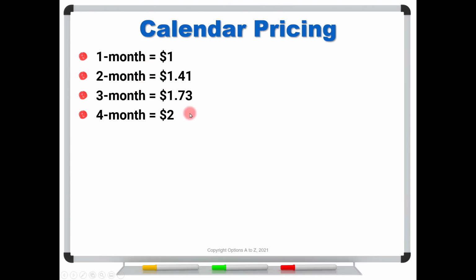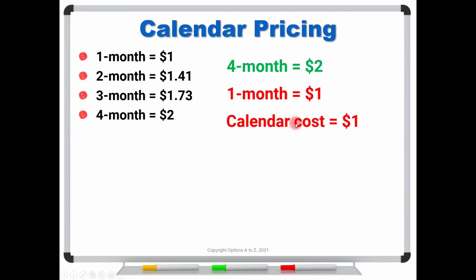So let's just use these 4 quotes here for our example. Let's say that you buy a 4-month option for 2, and you sell the 1-month option for $1. Okay, the cost to you, or what we would call the net debit, is $1. And that's because you spent 2, you collected 1, you've got $1 into the position. And this is the most you could lose.